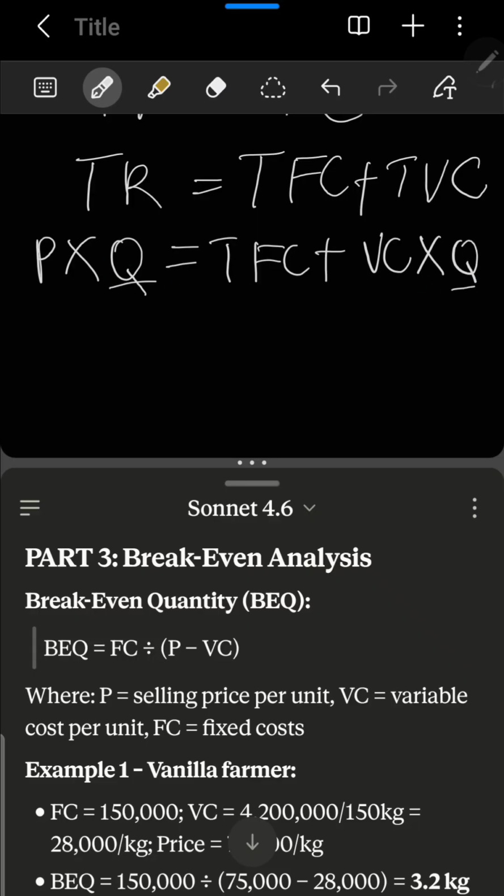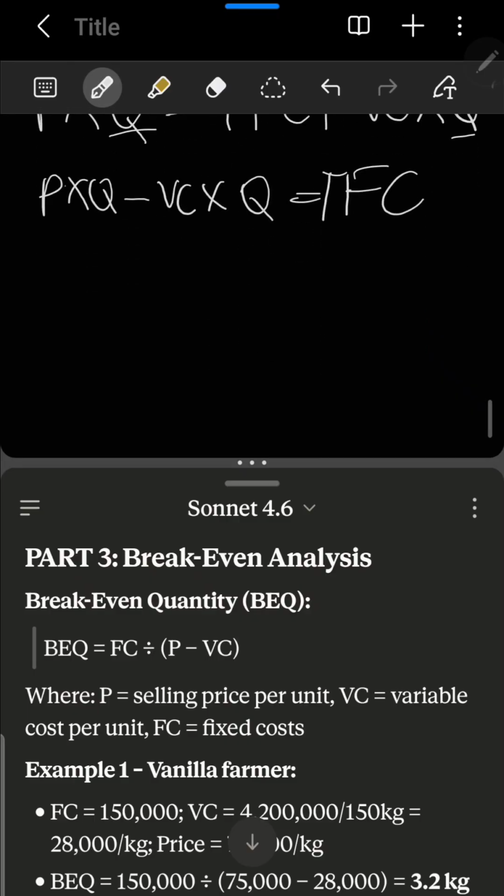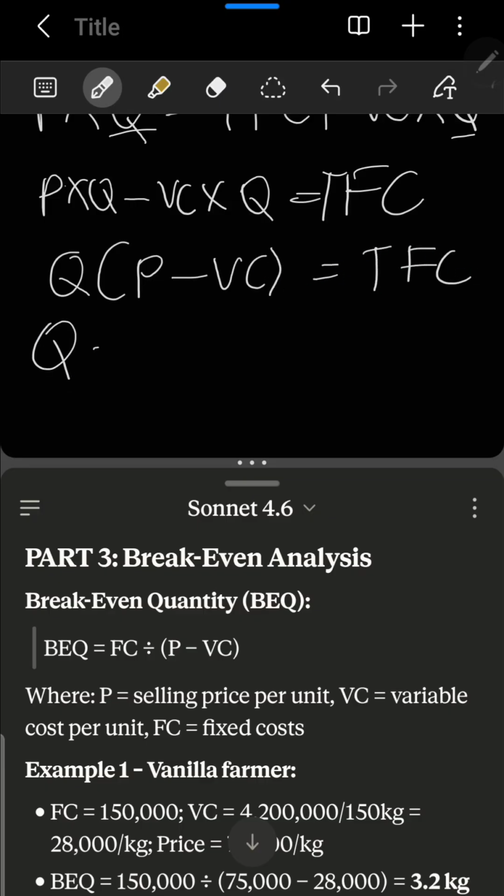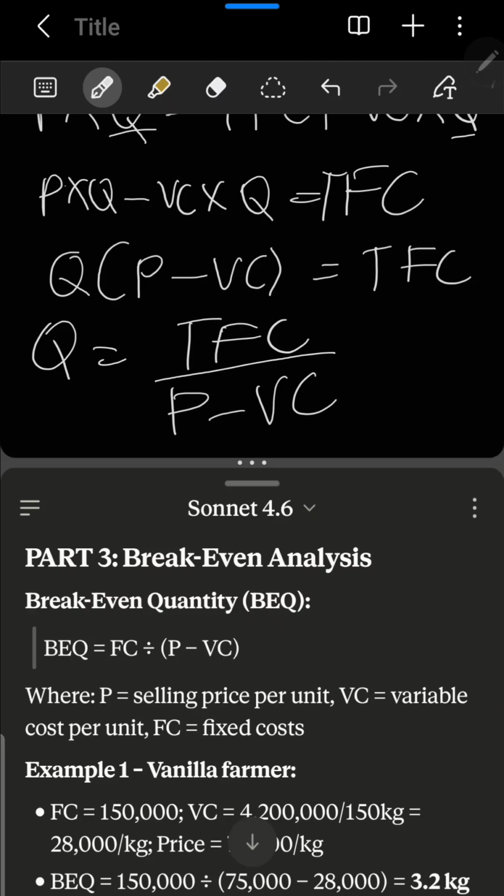So we have to bring Q this side. So we end up with P times Q minus VC times Q being equal to the total fixed costs, right? So Q is common, we pull out Q. What do we remain with? P minus VC. Therefore, if we make Q the subject, we end up with total fixed costs divided by P minus VC. Does it look like this? That is it.